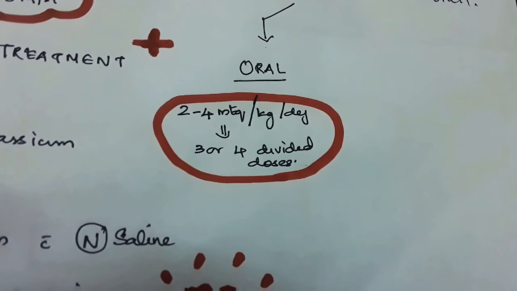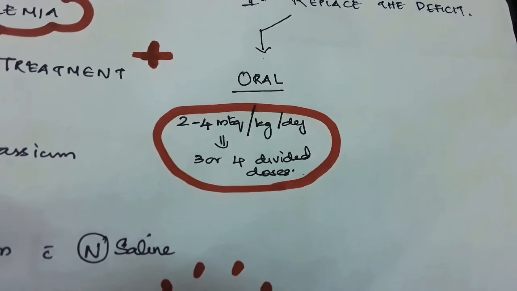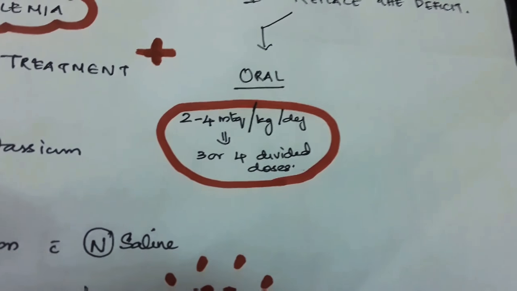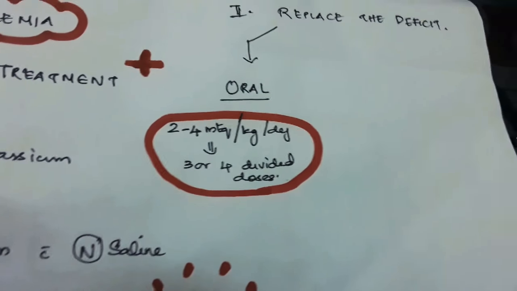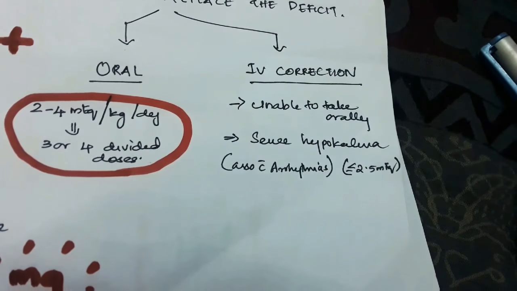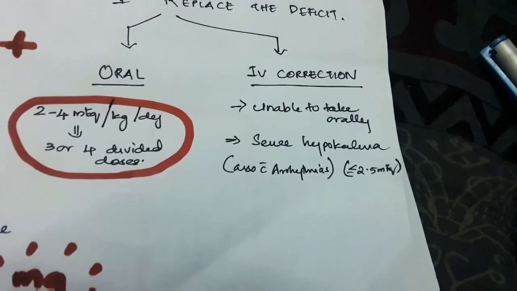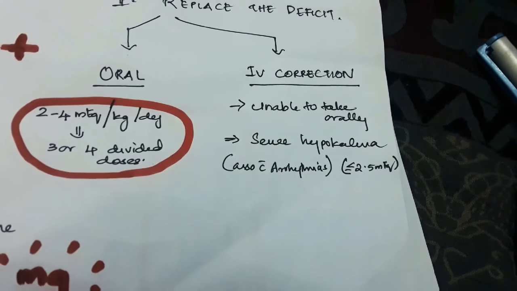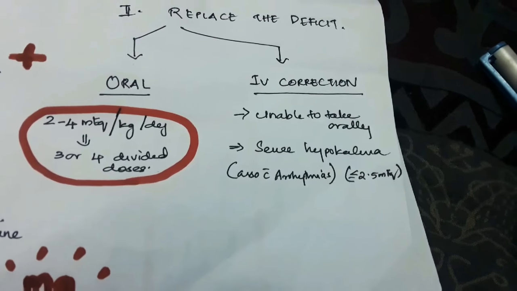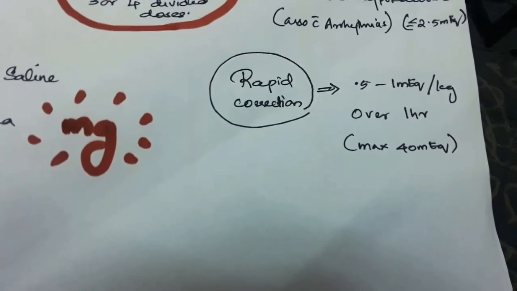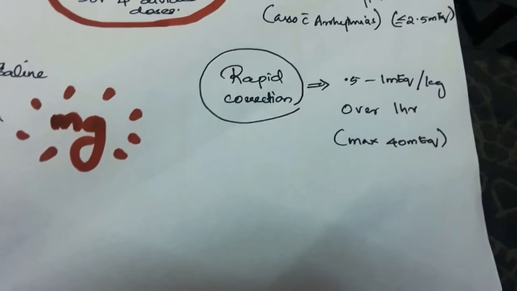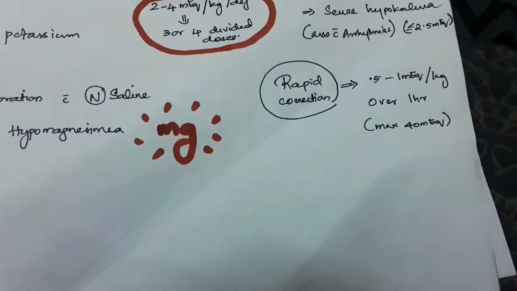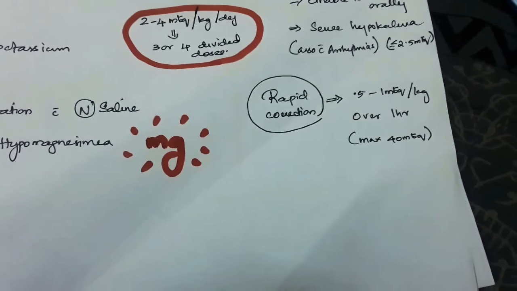Orally, we can give 2 to 4 milliequivalents per kg per day in 3 or 4 divided doses. Usually, the oral liquid preparations are bitter and are diluted with juice or water. IV correction can be done when the patient is unable to take orally, or there is a severe hypokalemic state associated with arrhythmias and the potassium levels are less than or equal to 2.5 milliequivalents. Rapid correction can be done by 0.5 to 1 milliequivalents per kg over 1 hour, a maximum dose of 40 milliequivalents. Infusible potassium should not exceed 40 to 60 milliequivalents.